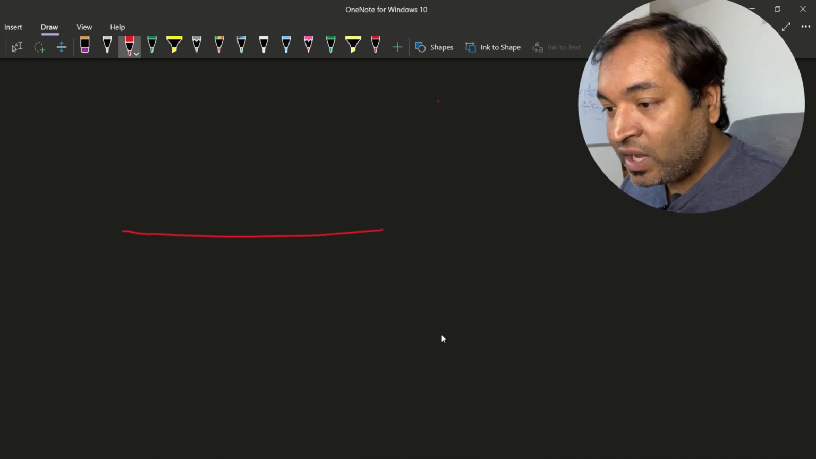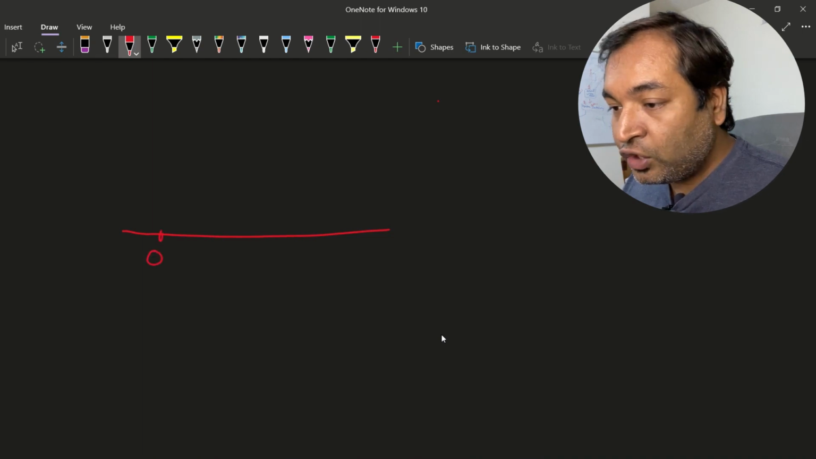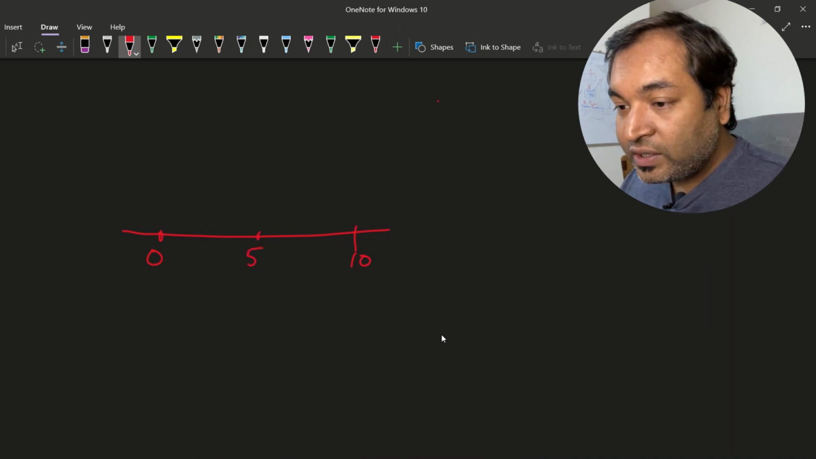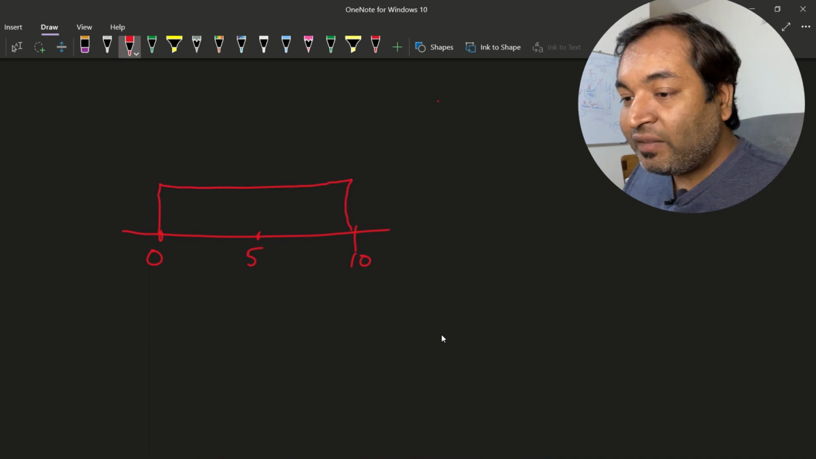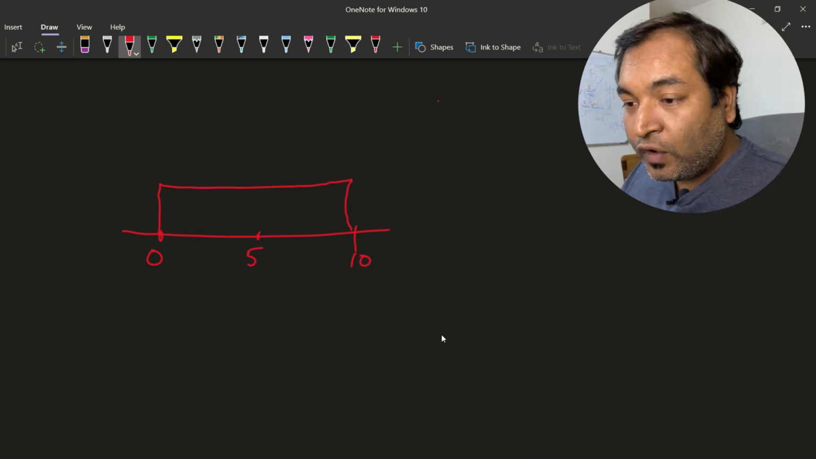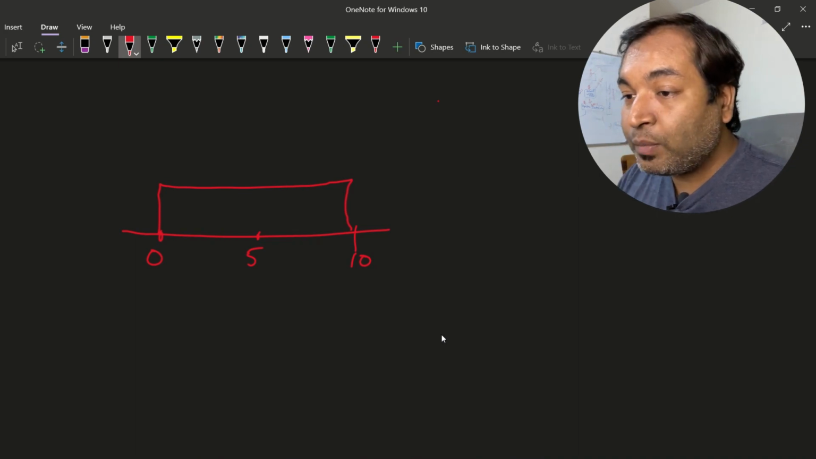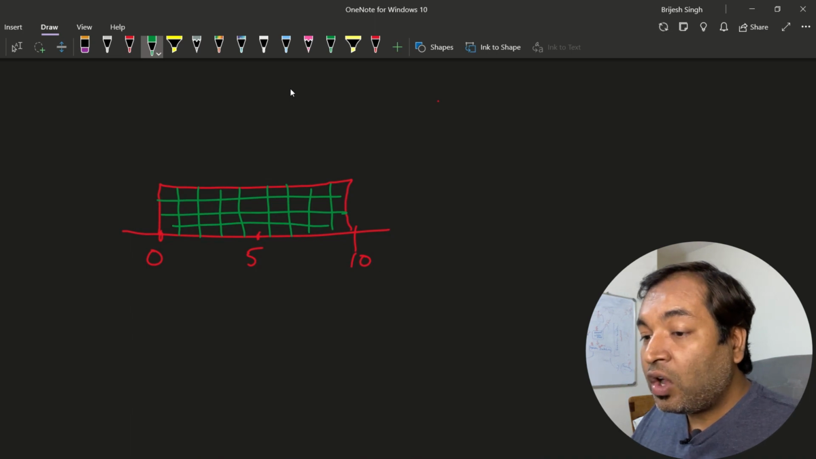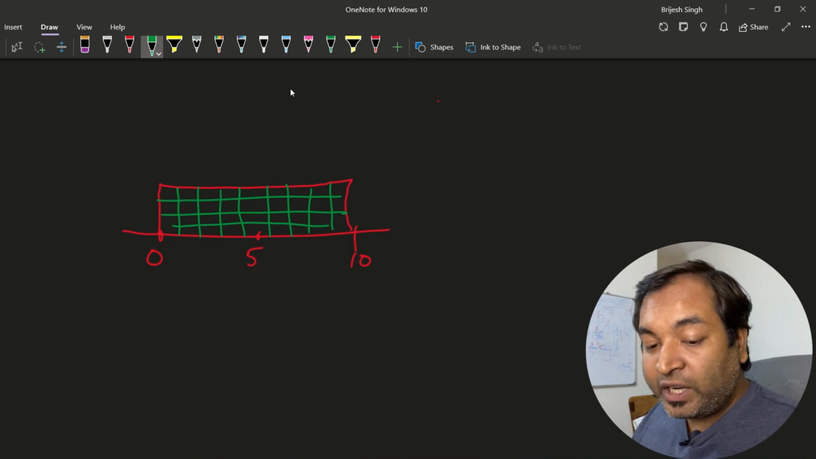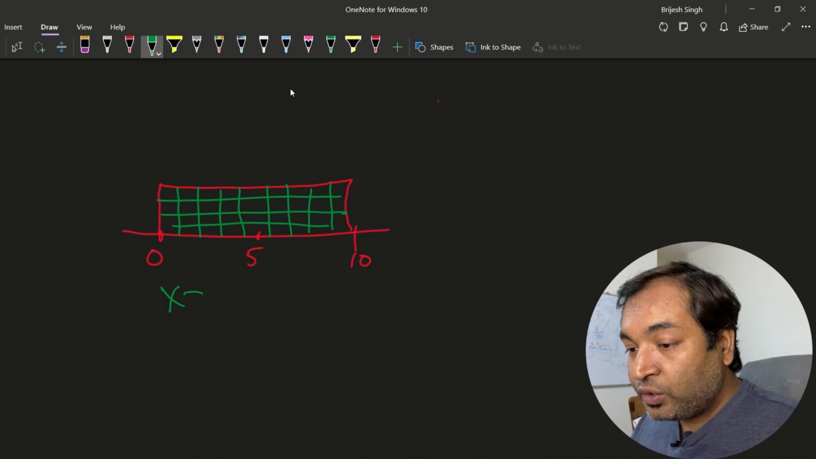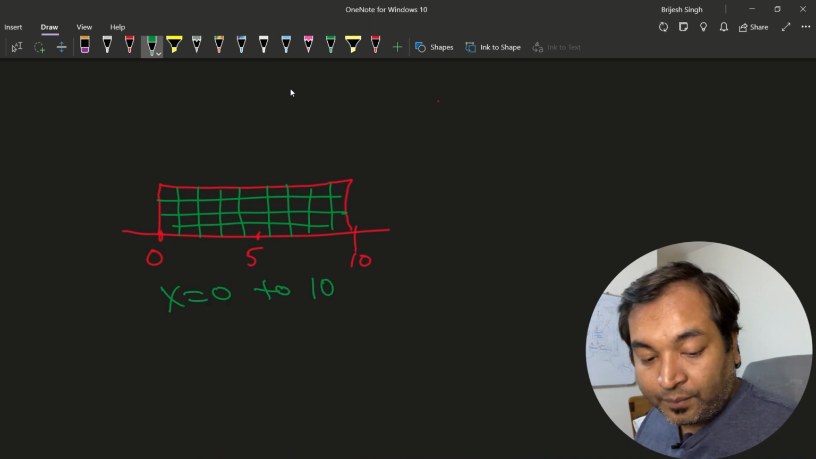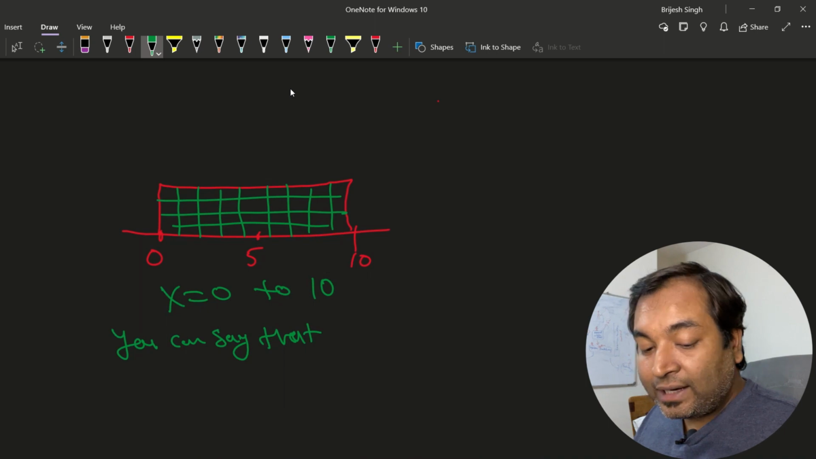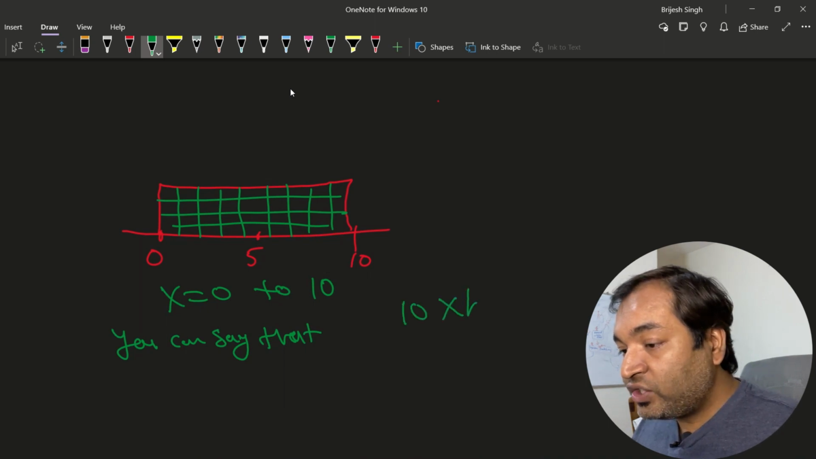So let's say you have a range from 0 to 10. In uniform PDFs, all possible values have the same probability, where x ranges from 0 to 10. So you can say that 10 times h equals 1.